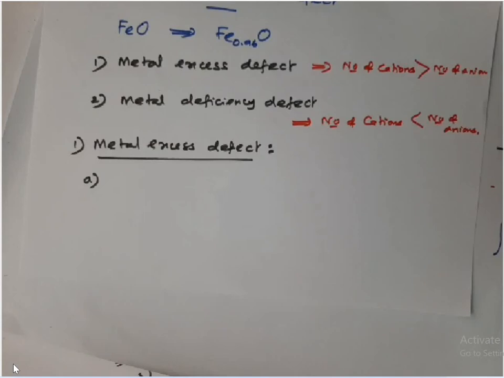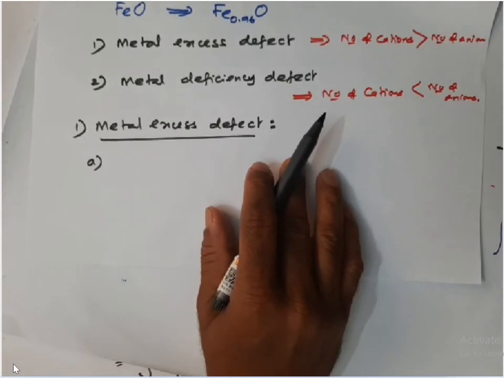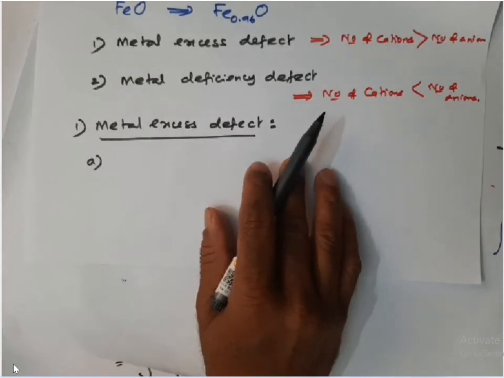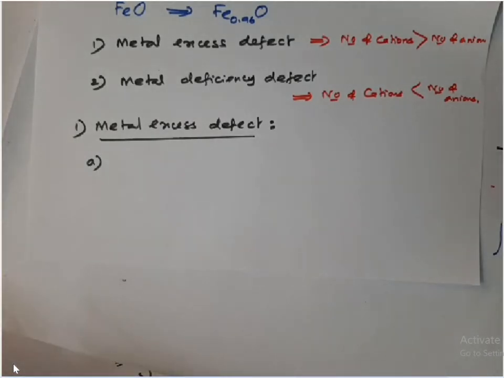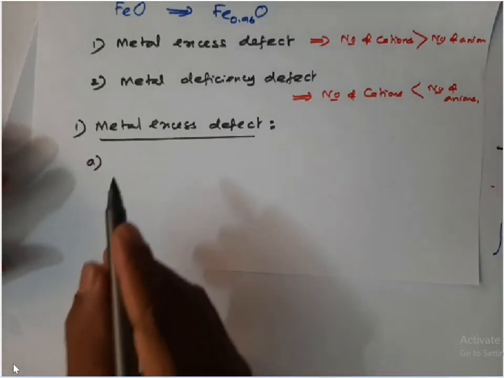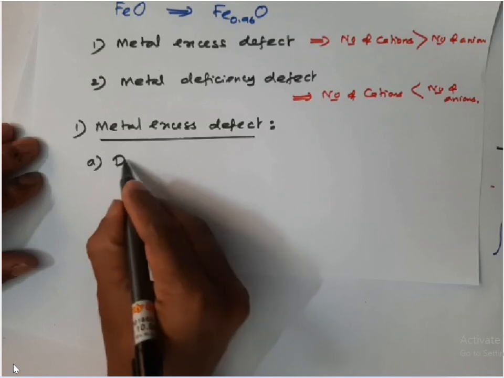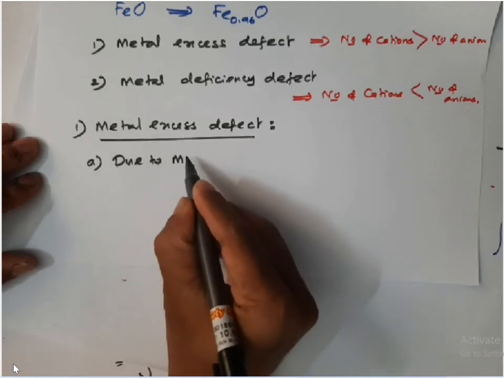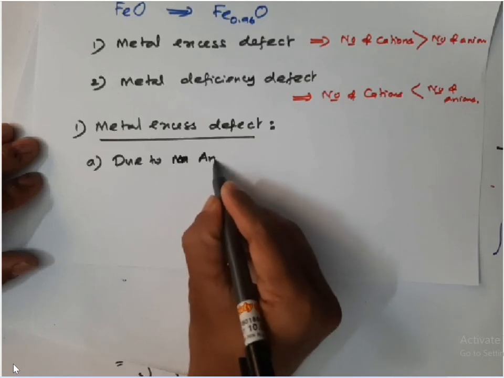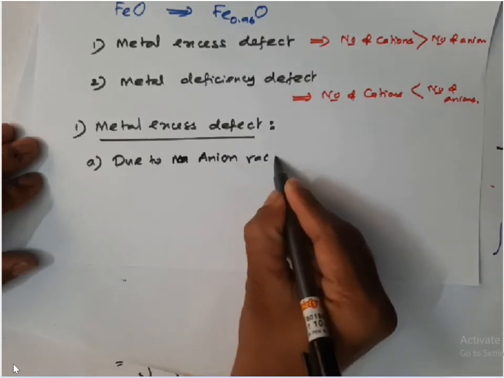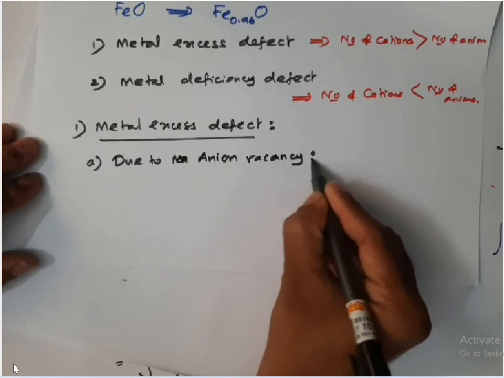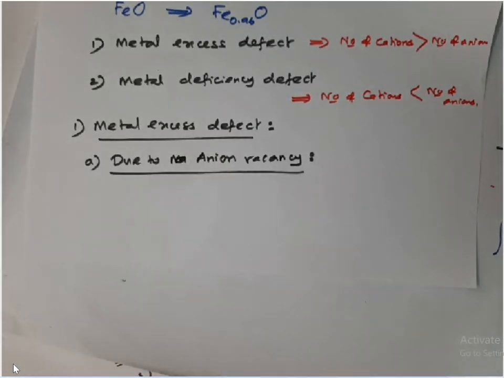Now, in metal excess defect, first I'll take metal excess due to missing of anions. Metal excess due to anion vacancy. Listen student, if anions are missing from the crystal lattice, automatically the cation number will increase, correct?